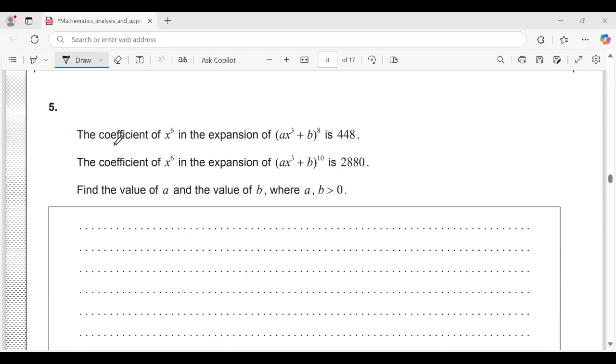Number 5, the coefficient of x power 6 in the expansion of (ax cubed plus b) power 8 is 448. The coefficient of x power 6 in the expansion of (ax cubed plus b) power 10 is 2880. Find the value of a and the value of b where a and b are greater than 0. Right.